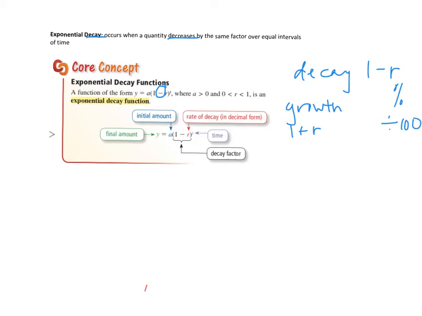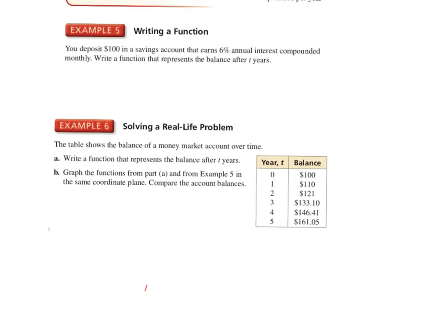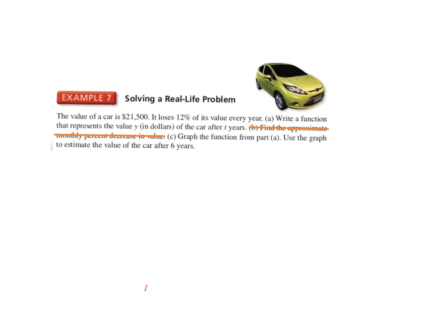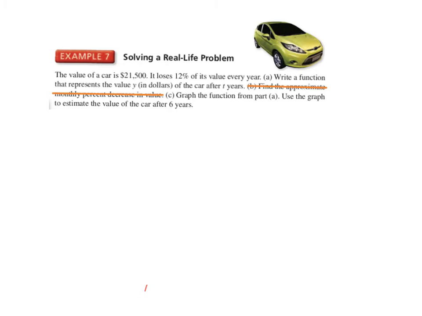So we're going to look at using an example with that. So we're actually going to skip farther ahead all the way to example 7. All right, example 7. So with this example right here, we have the value of a car is 21,500, and then it's losing its value. So loses, think decreasing, it's going down in value 12% each year.